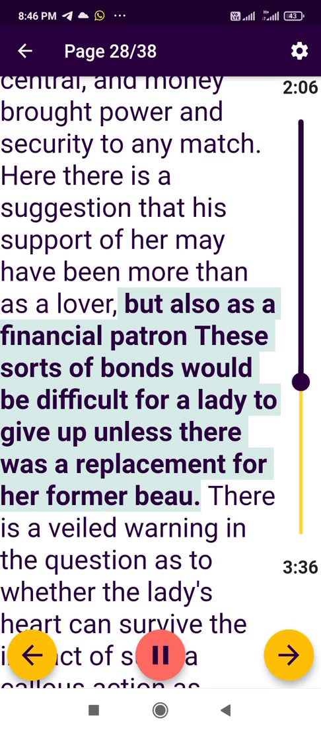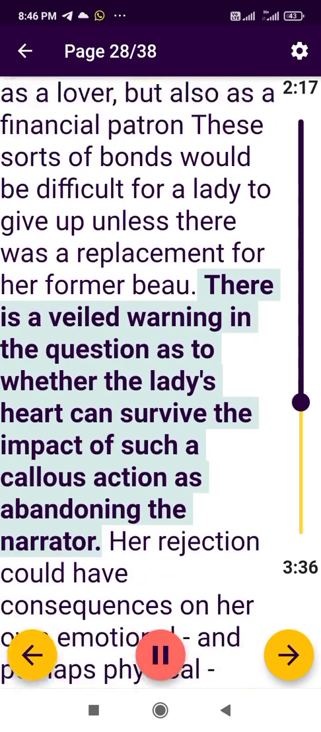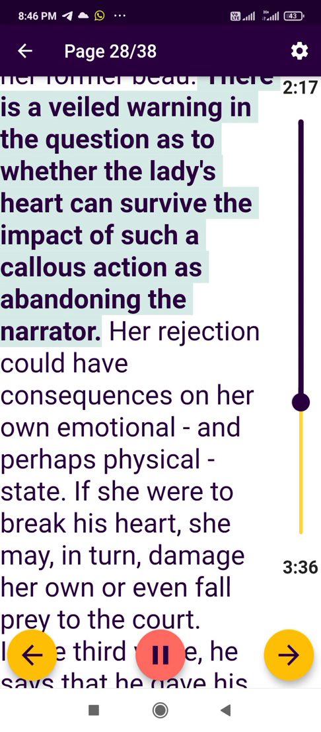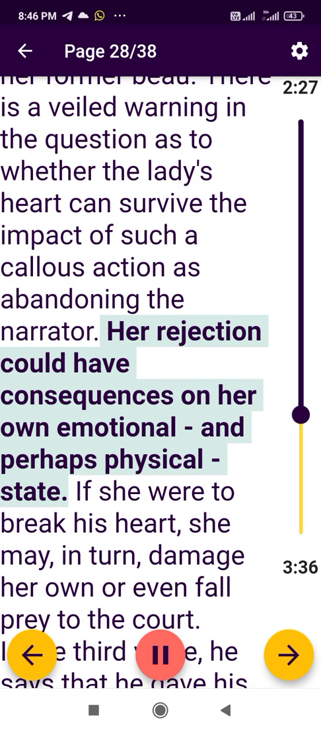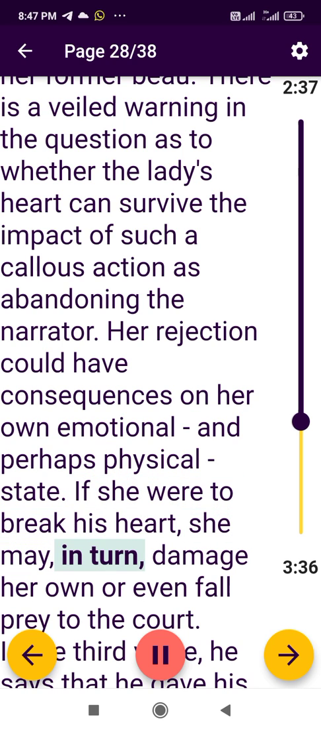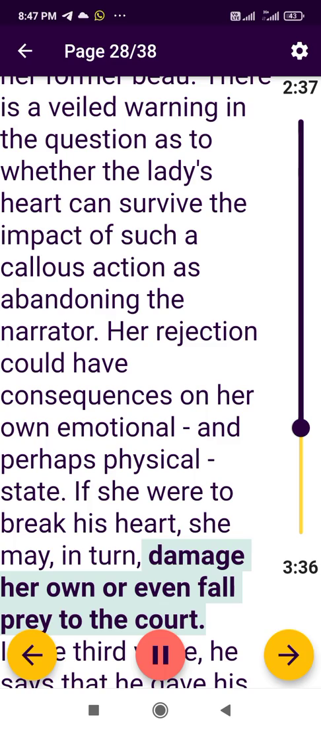These sorts of bonds would be difficult for a lady to give up unless there was a replacement for her former beau. There is a veiled warning in the question as to whether the lady's heart can survive the impact of such a callous action as abandoning the narrator. Her rejection could have consequences on her own emotional, and perhaps physical, state. If she were to break his heart, she may, in turn, damage her own, or even fall prey to the court.